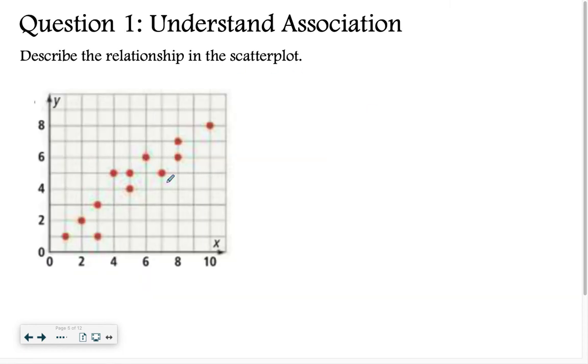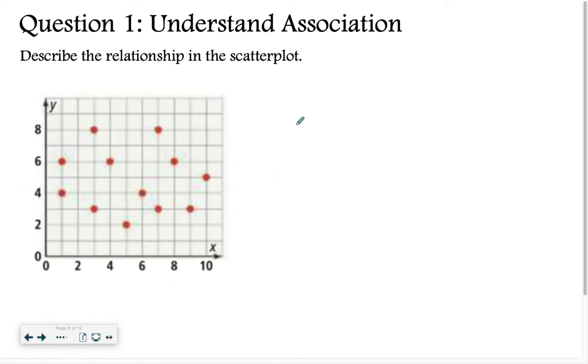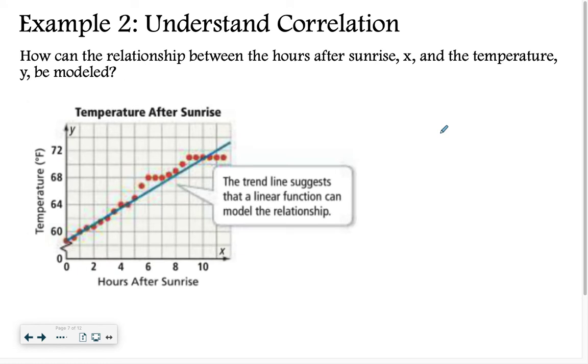So why don't you look at this graph right here and determine, is this a positive relationship, negative relationship, or no relationship? Good luck. Hopefully you determined that this is a positive relationship. As my x increases, my y is also increasing. Why don't you look at one more? Good luck. For this one, hopefully you realize as x increased, our y values, again, were kind of all over the place. There was no general trend, so that means that there is no relationship for this graph.